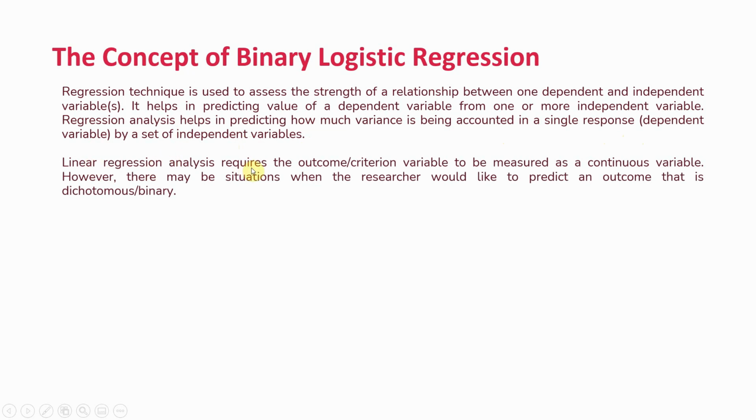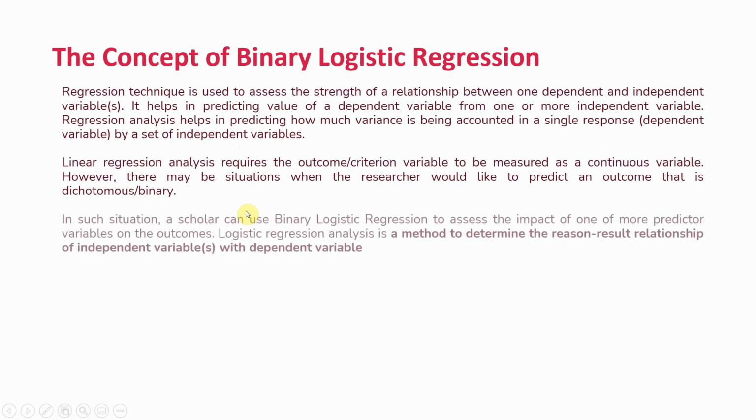Now, linear regression analysis requires the outcome criterion to be measured as a continuous variable. However, a researcher might find himself or herself in a situation where the outcome is dichotomous or binary. Now, what to do in such a situation? A scholar can use binary logistic regression to assess the impact of one or more predictor variables on the outcomes. In this case, the outcome is dichotomous.